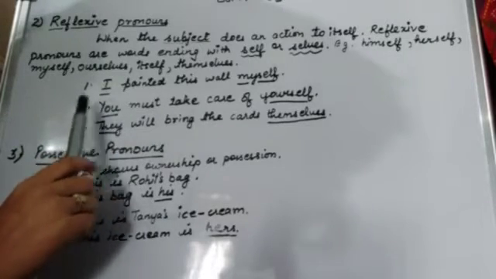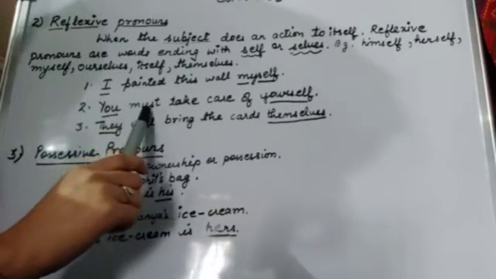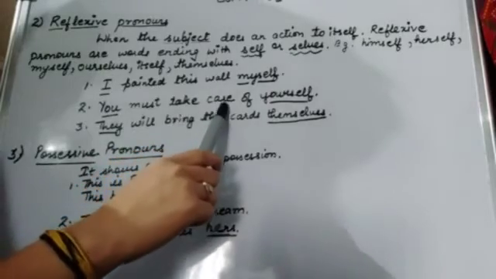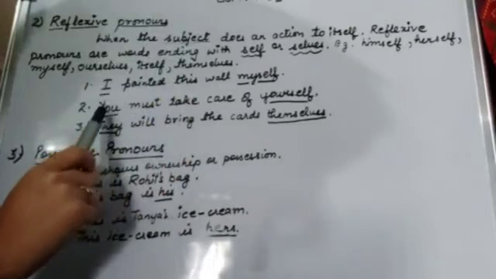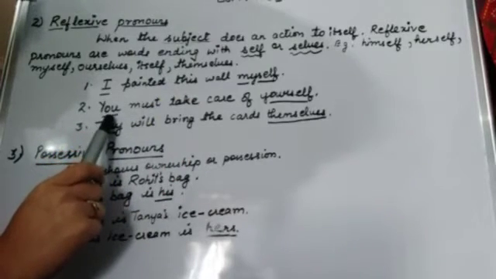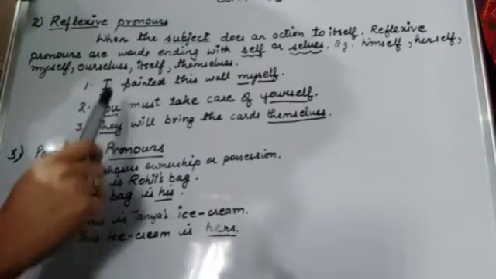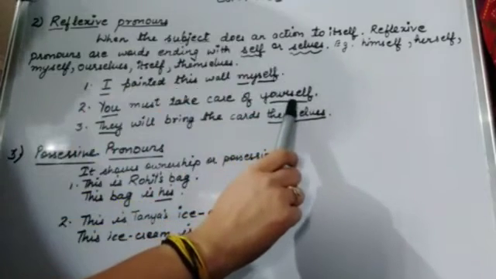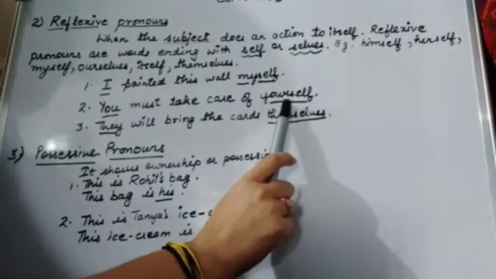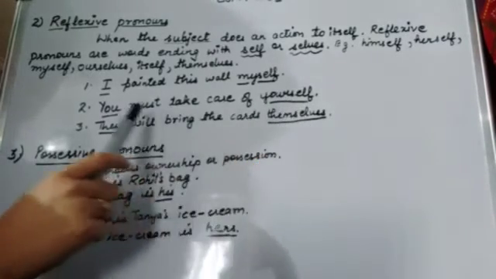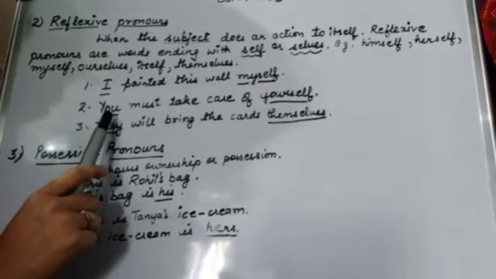Now class, next. You must take care of yourself. So here you can see you. You is the second person. And you can see the word ending with self, yourself. Here yourself refers back to the noun you.